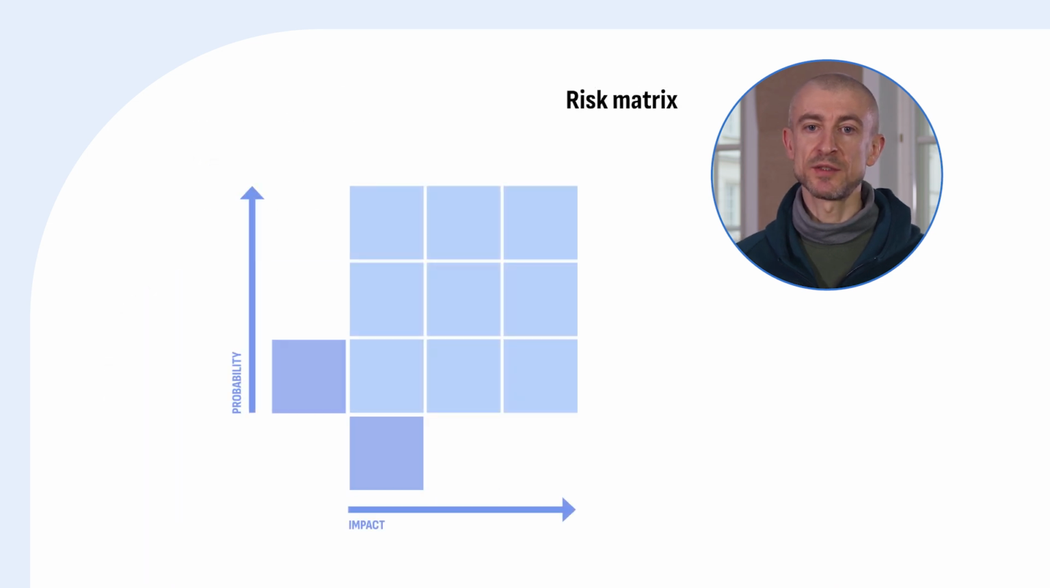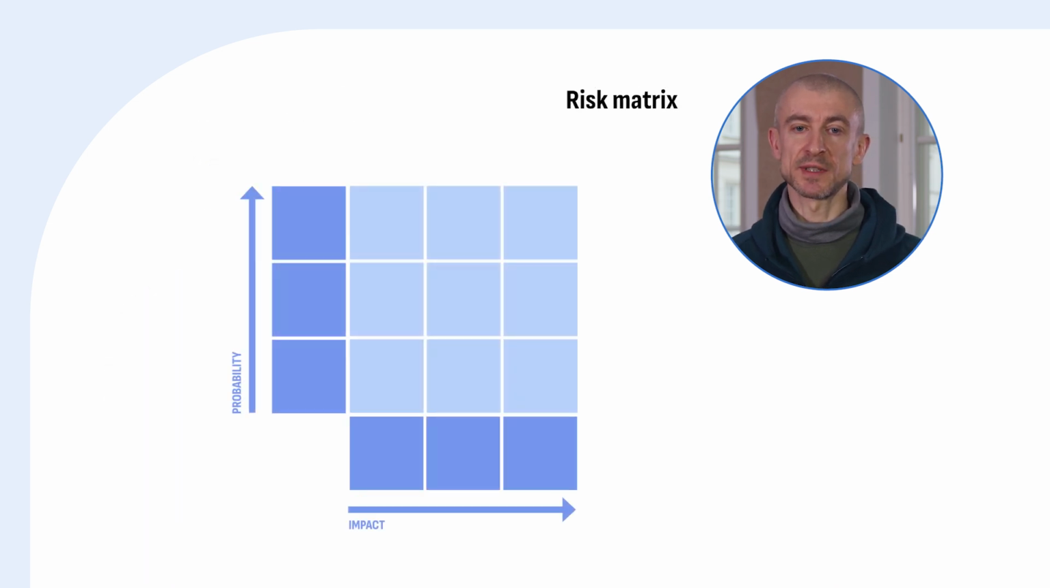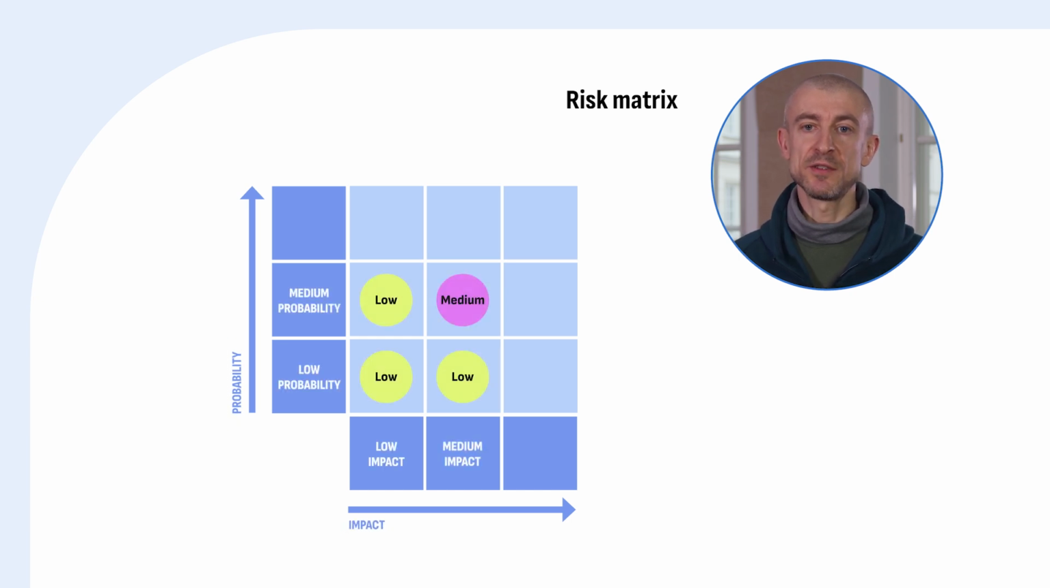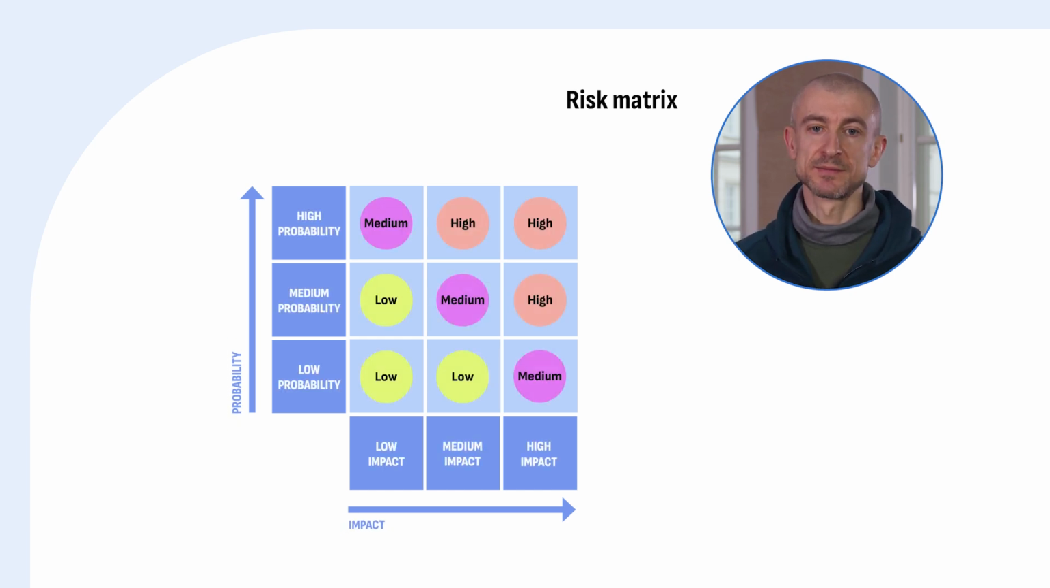Let's use a 1, 2, 3 scale for both parameters, probability and impact. 1 for low, 2 for medium, and 3 for high. To assess the probability of a threat, we need to consider what has already happened in the past to us or to other organizations or individuals in our field or context. For example, if a certain incident happened during the previous 12 months, the probability might be considered as high.